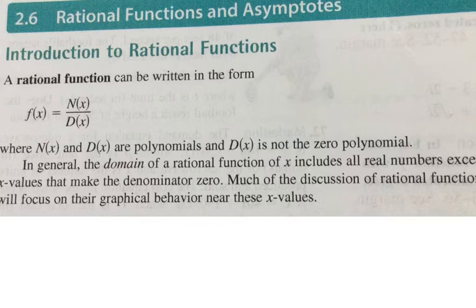So what we have to do is figure out where the domain gives me problems. In general, the domain of a rational function of x includes all real numbers except the x values that make the denominator 0. Again, what I just said. Much of the discussion of rational functions will focus on their graphical behavior near these x values. Rational functions have very interesting characteristics when they get really close to somewhere they are not defined. So again, where are they not defined? Well, when we divide by 0.